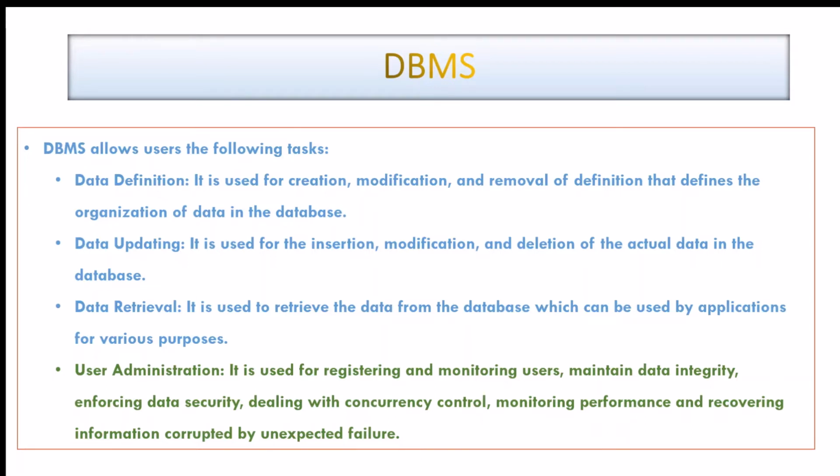And recovering information corrupted by unexpected failure. This is another task we can do with the help of DBMS. Unexpected failures, such as a server going down or users unexpectedly entering the data wrongly, may cause some failure. Because of that failure, the information may be corrupted. This corrupted information can be recovered with the help of DBMS.